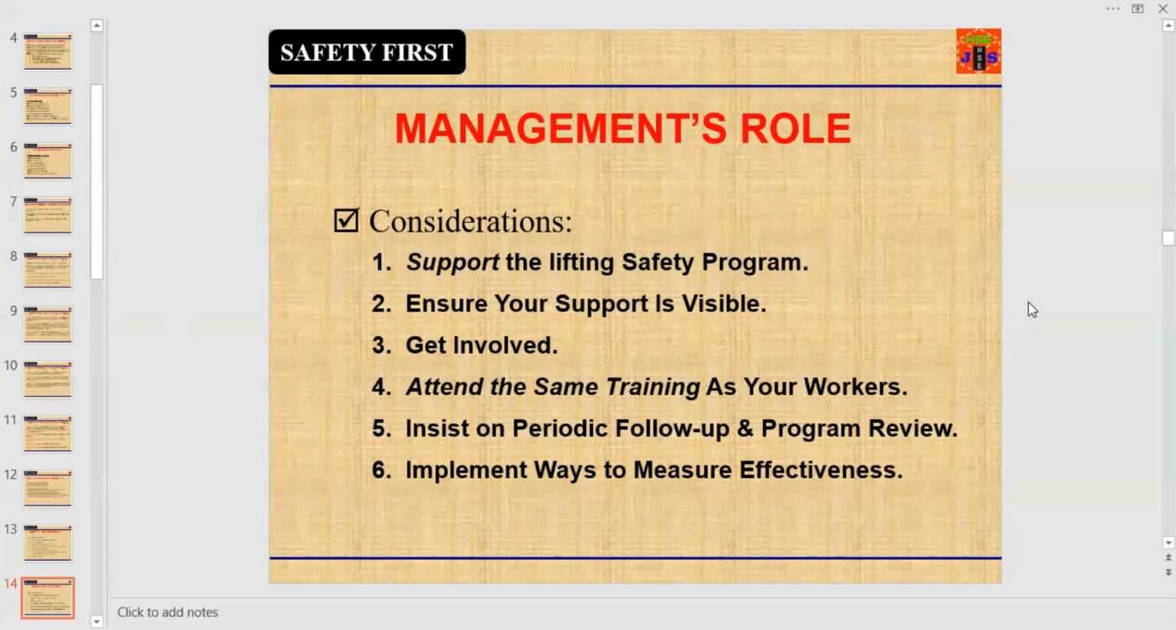What is the role of senior management in maintaining lifting safety? Number 1, support the lifting safety program. Number 2, ensure your support is visible. Number 3, get involved. Number 4, attend the same training as your workers. Number 5, insist on periodic follow-up and program review. And number 6, implement ways to measure effectiveness.